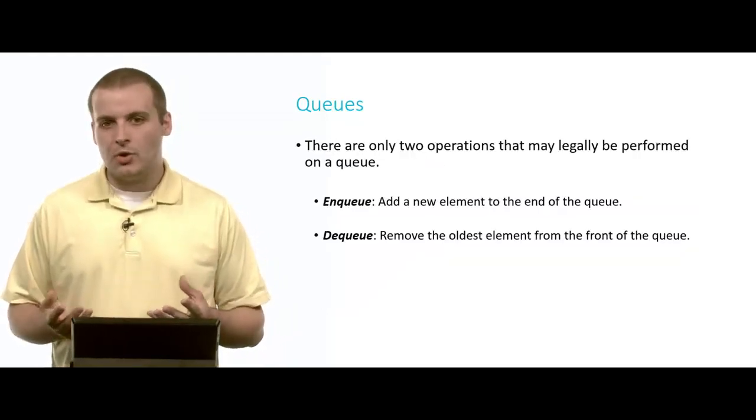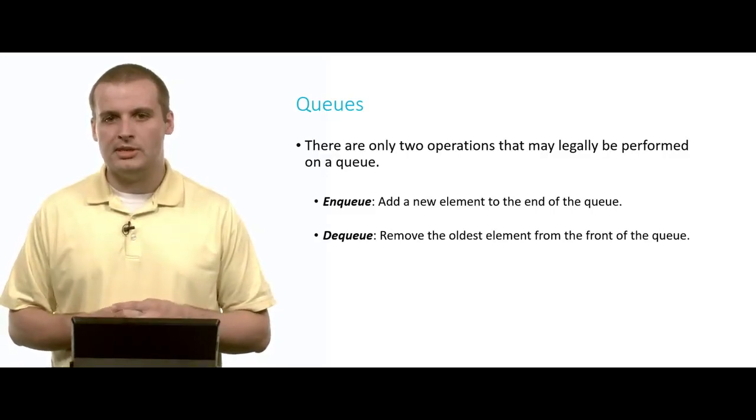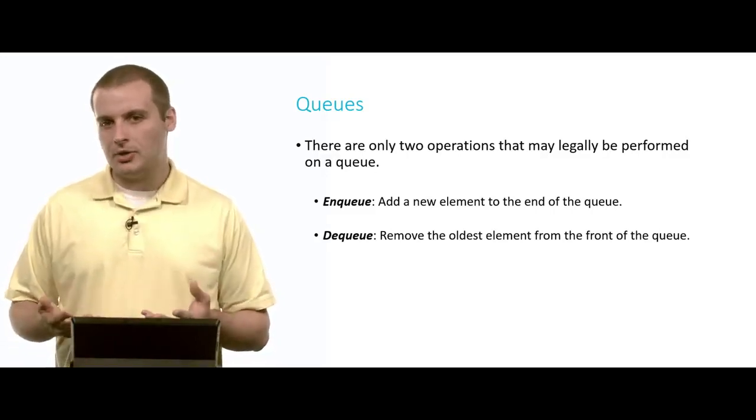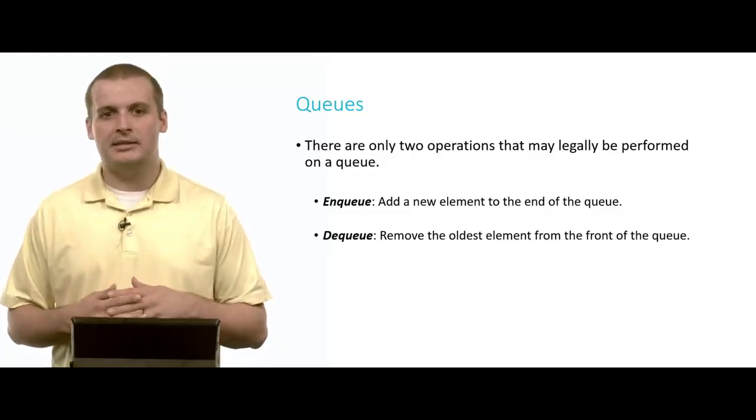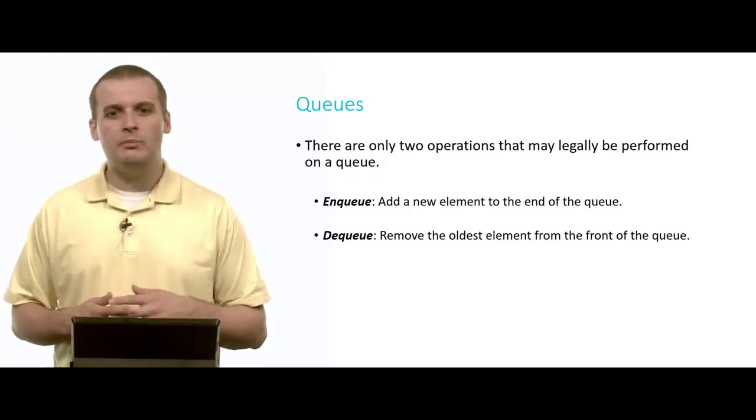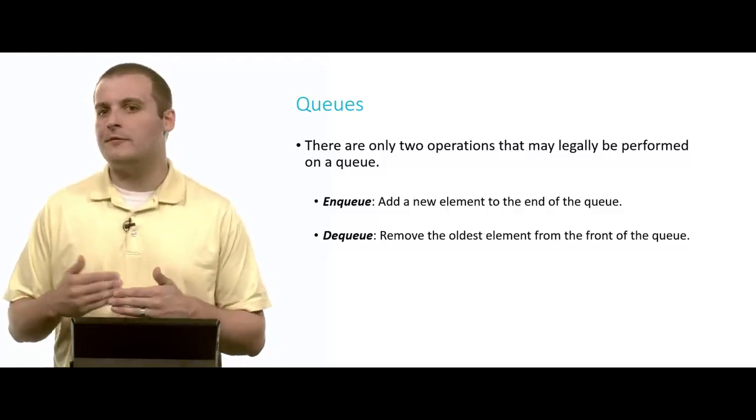Similar to a stack, we have two operations that we can perform on queues. The names are enqueue, which is to add a new element to the end of the queue, and dequeue, which is to remove the oldest element from the front of the queue.